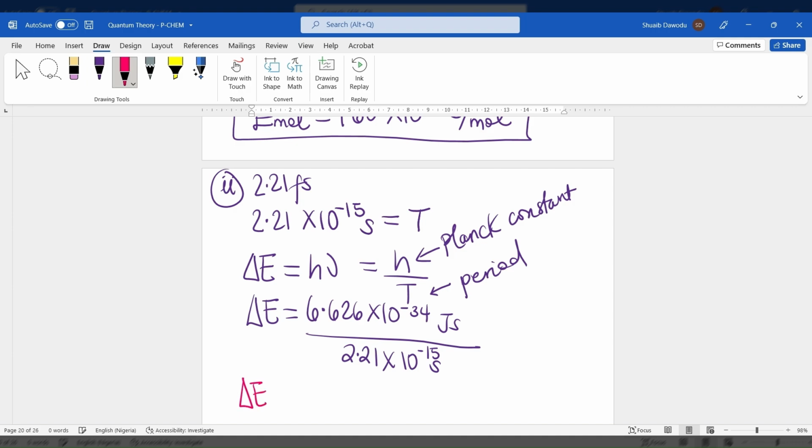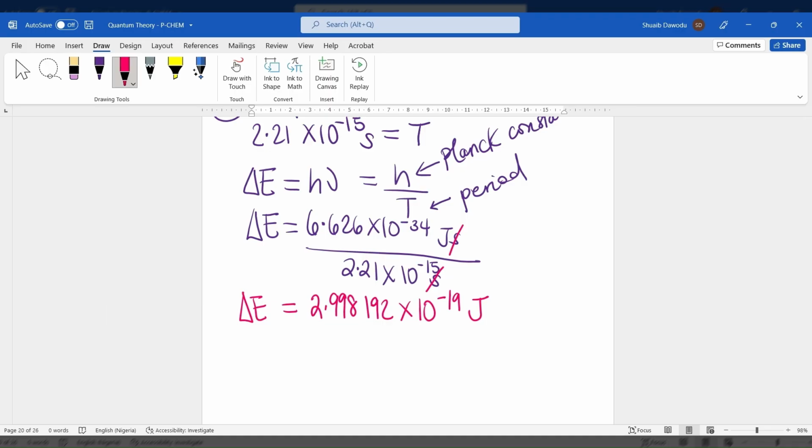Change in E is equal to 6.626 times 10 to the power of negative 34 joule seconds divided by 2.21 times 10 to the power of negative 15 seconds. So when you just do the calculations, you end up with 2.998192 times 10 raised to the power of negative 19 joule. And I want to quickly mention something. I forgot to cancel out the units. So you cancel out the seconds here, you cancel out the seconds. So that's the reason why your final answer is in joules. So yeah, this is basically our answer.